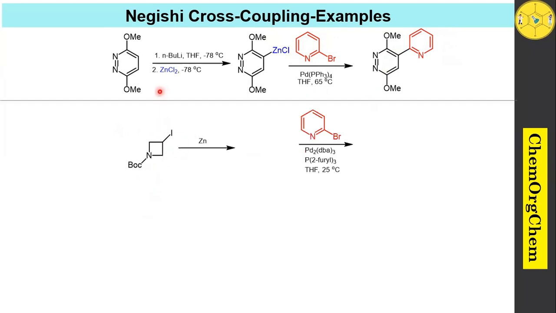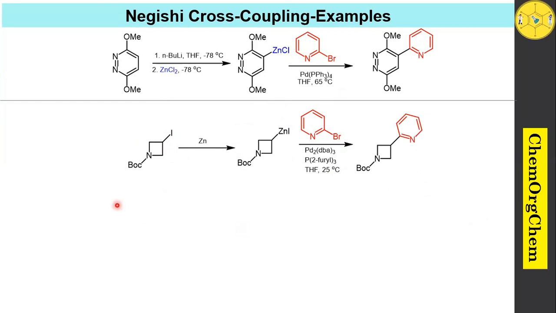So up to now, we have seen carbon sp2 and carbon sp2 coupling. Here we are going to see the carbon sp3 and carbon sp2 cross-coupling reaction. Now consider this example. This iodo compound, when it reacts with zinc, readily produces the corresponding organozinc iodide species, which reacts with 2-bromopyridine in the presence of a palladium catalyst to produce the corresponding carbon-carbon coupling product.